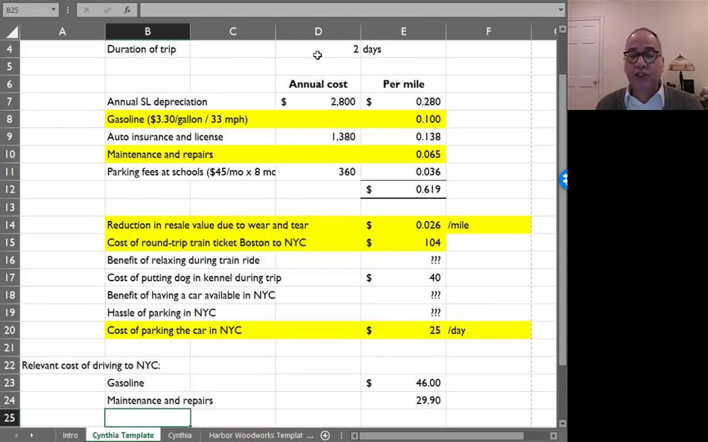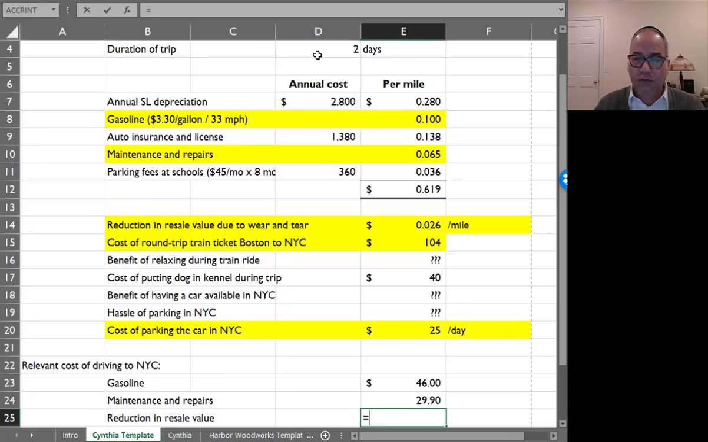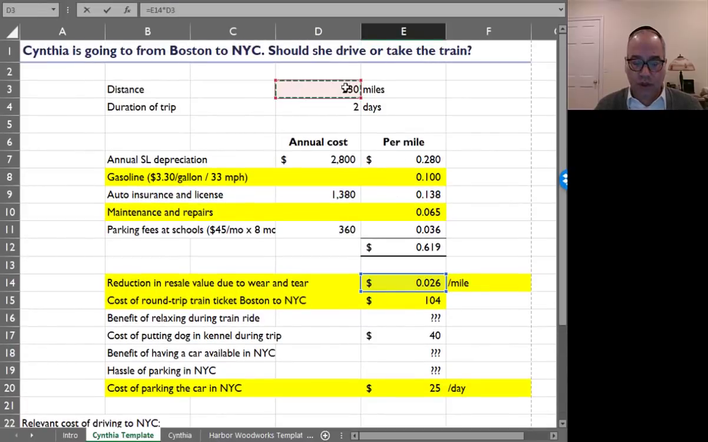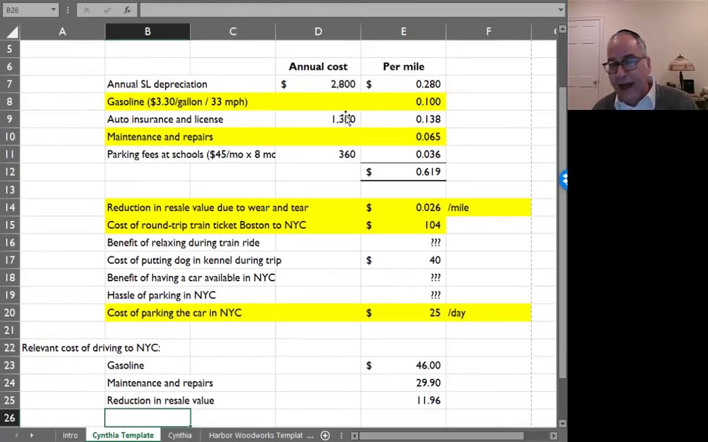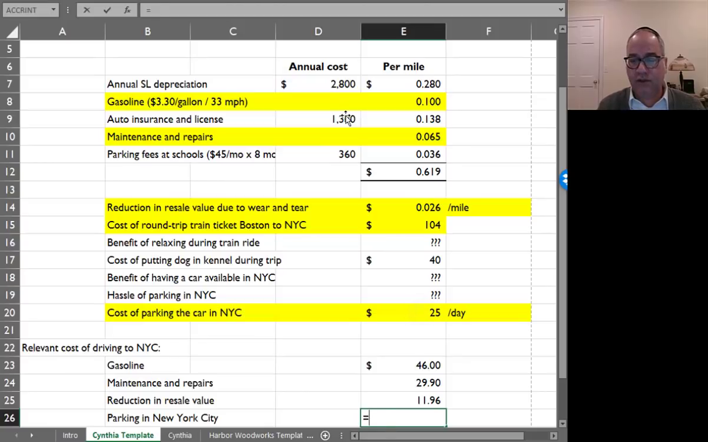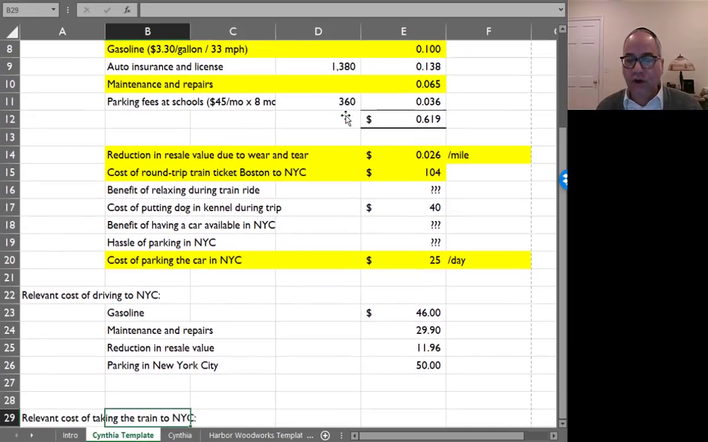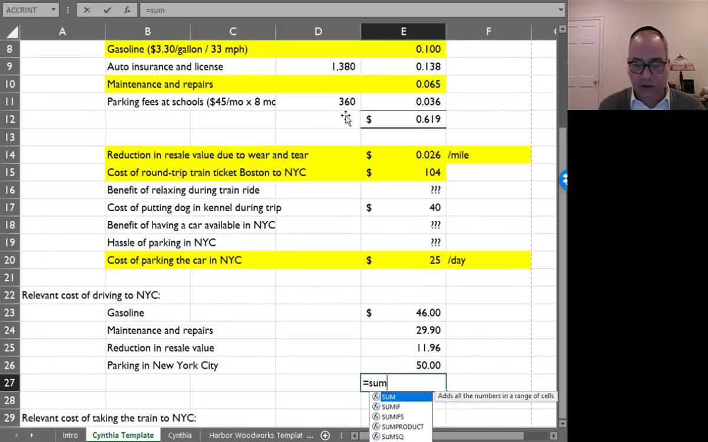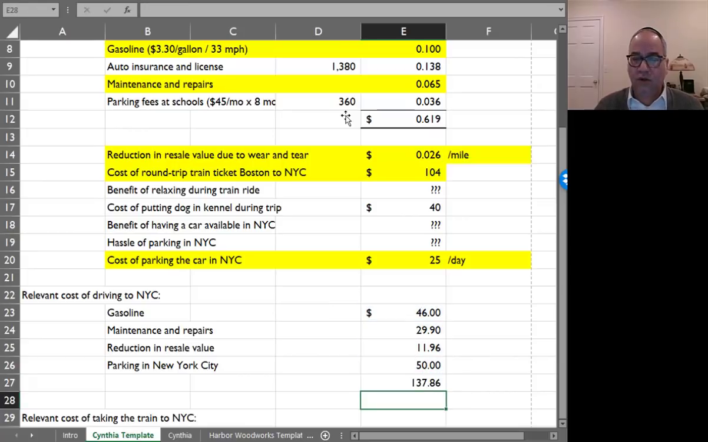What else do we have? Reduction in resale value. That would be 0.026 per mile times 230 miles times 2, or $11.96. And finally, I would have to pay for parking in New York City, $25 for 2 days, so that would be $50. So the total relevant cost of driving would be $137.86.